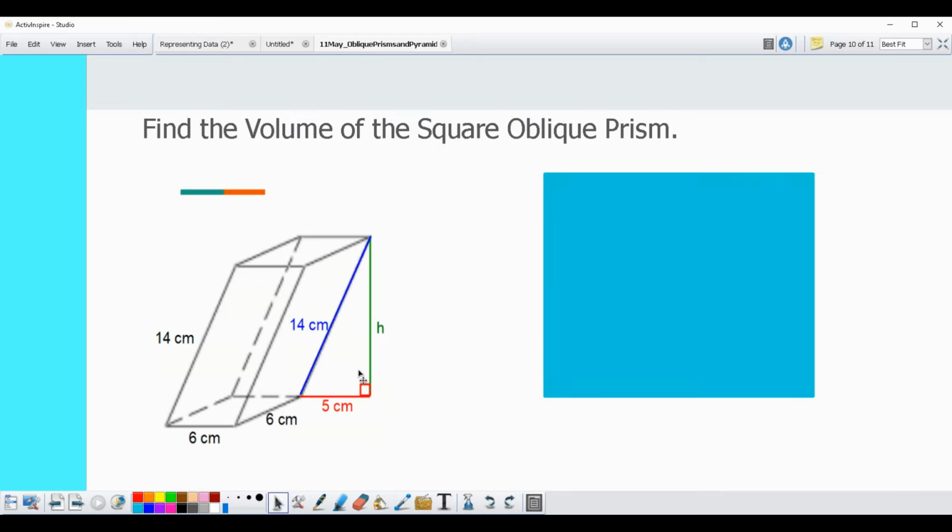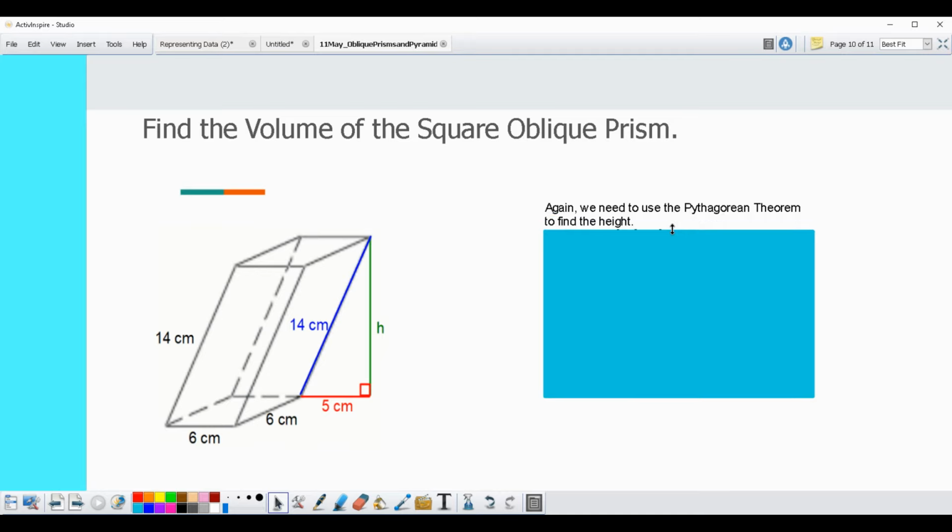So here it is with everything marked in color for us. To find this, again, the volume is the area of the base times the height for every figure that we're looking at. Area of the base times the height. When it comes to cylinders and pyramids, that would be base times height, and then we divide that by 3, remember. So we again have to use the Pythagorean theorem to find the height.